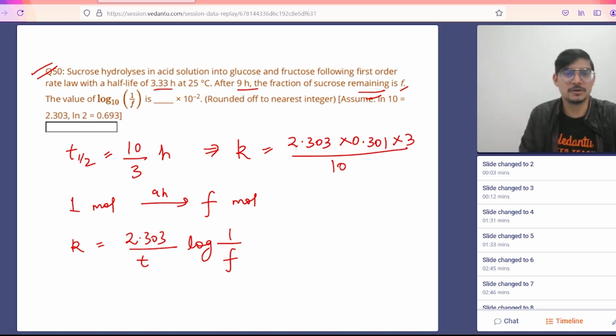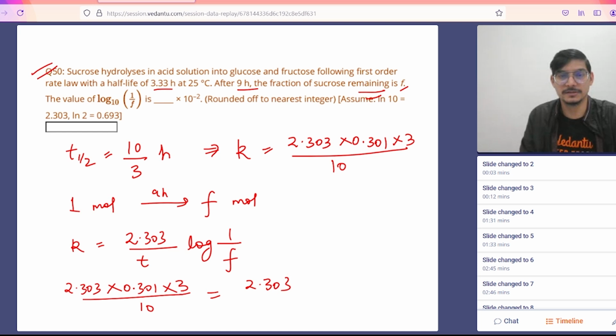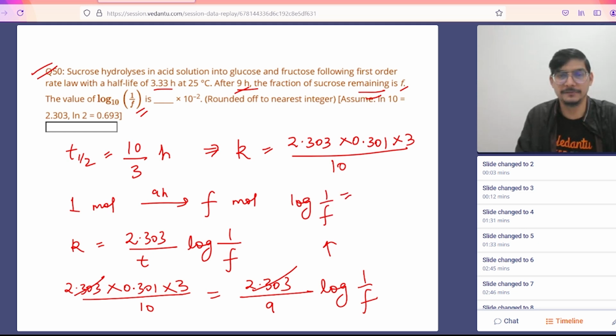Let's substitute the values. Rate constant we have here is 2.303 multiplied by 0.301 multiplied by 3 divided by 10. Trust me, this calculation will get easy. This is 2.303. The time is 9 hours given here, and we have to find out the value of log to the base 10 of 1 by F. So you can see 2.303 is cancelled, and hence log 1 upon F is going to be 9 into 3, 0.3 multiplied by 3 multiplied by 9, and then this is 10. All right, so this is going to be, we can ignore, 0.1 in this number.